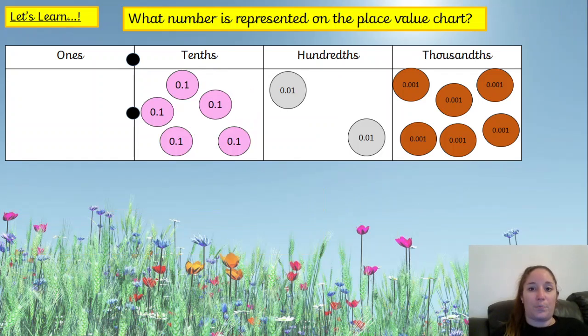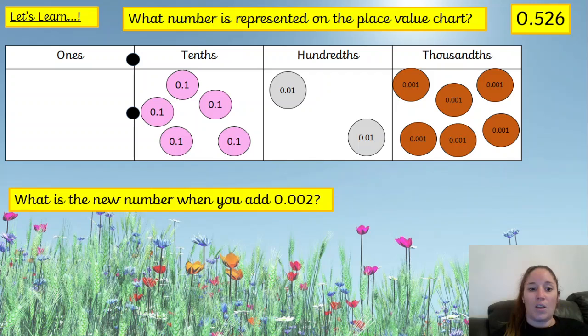Okay, good job. What number is represented on the place value chart this time? So we haven't got any ones. We've got 5 tenths, 2 hundredths, and 6 thousandths. Our number is 0.526. What's the new number when you add 0.002? Okay, so add 0.002 to this number, which is 2 thousandths. So our new number is 0.528.